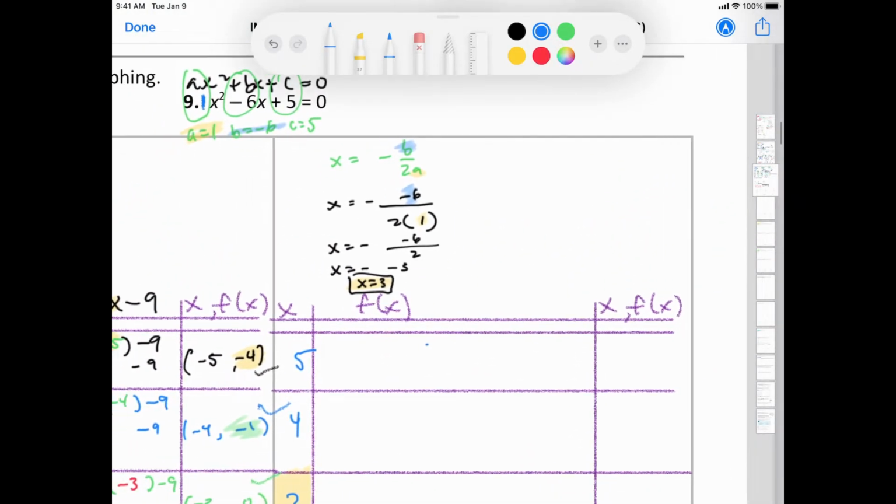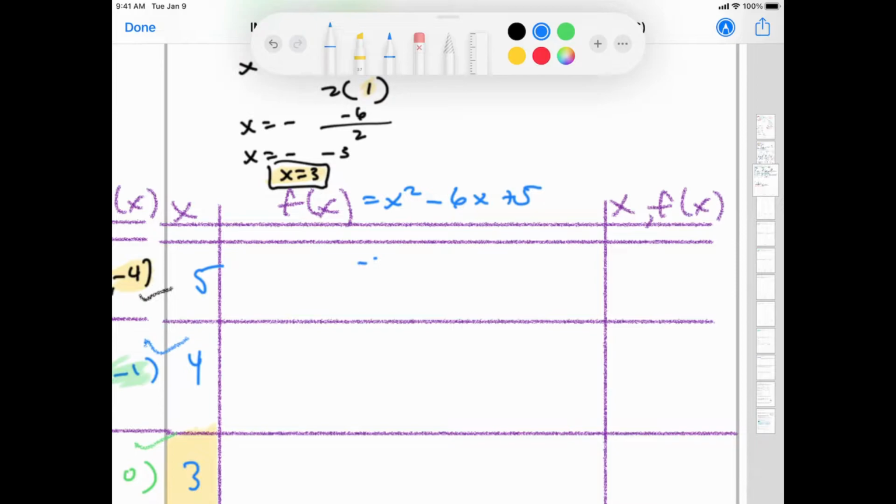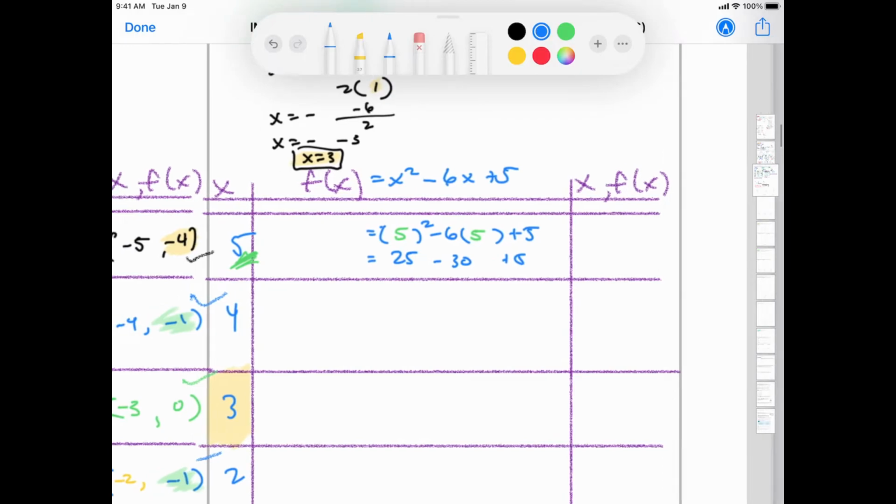And my function here is x squared minus 6x plus 5. Every x value, I'm going to put in a parentheses. And that's going to show the substitution. So now we got 5 squared, which is 25, minus 30 plus 5. So -5 plus 5, that gives me an answer of 0. And what do we put in there? We put in 5.